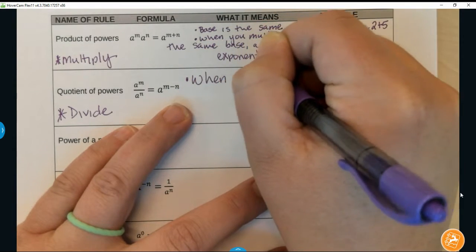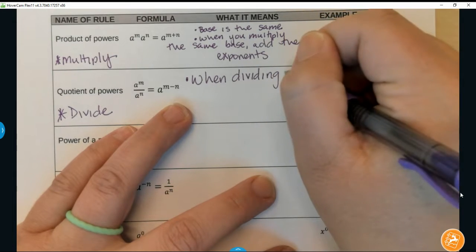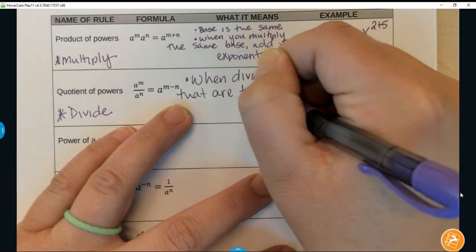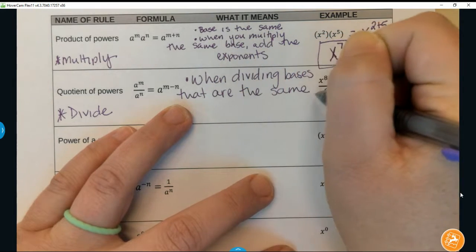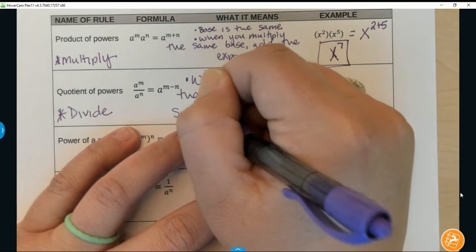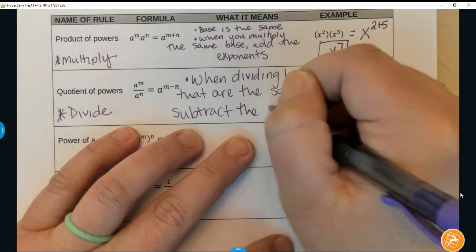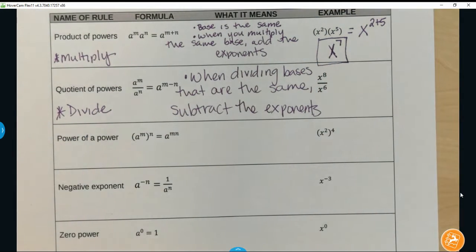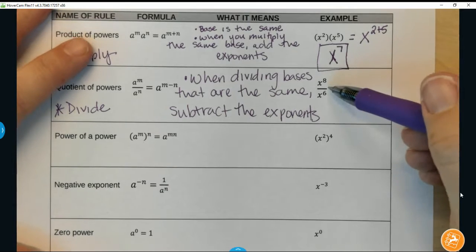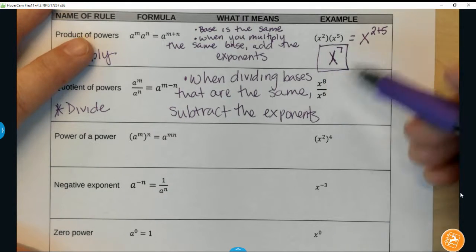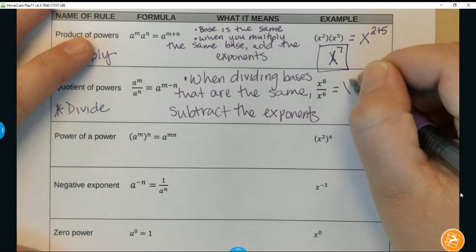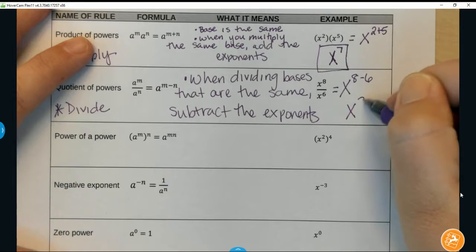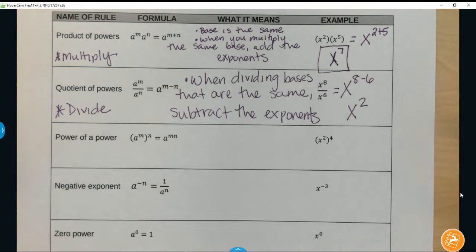When dividing bases that are the same, subtract the exponents. You're going to subtract the exponents. So right over here we have x to the eighth power over x to the sixth power. Keep the base the same, subtract the exponents. So I took top minus bottom. That's going to give us x squared.